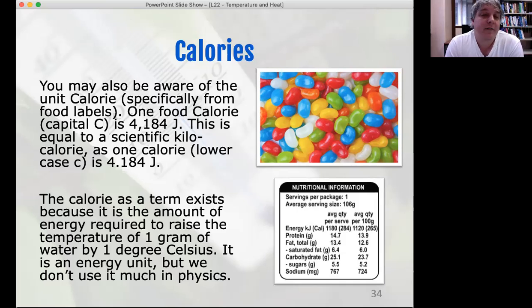So 4.184 joules is 1 calorie, and 4,184 joules is 1 calorie with a capital C. So that's what a calorie is. It's just a unit of energy. So if you ever need to convert between them, if you've got some number of calories, multiply by 4.184, and that's how many joules you've got.